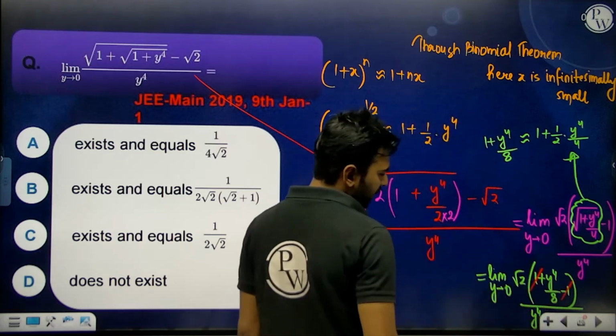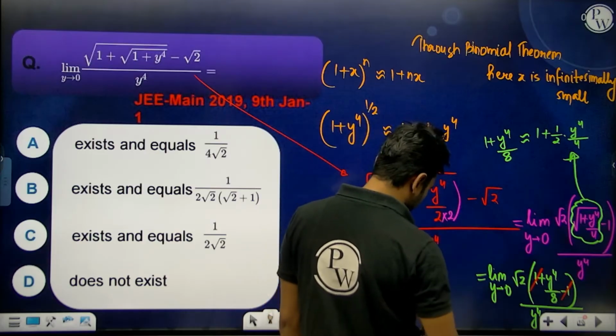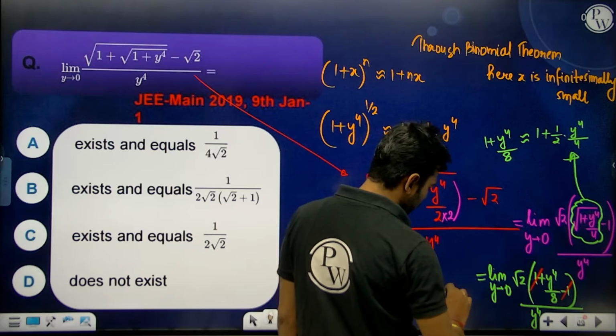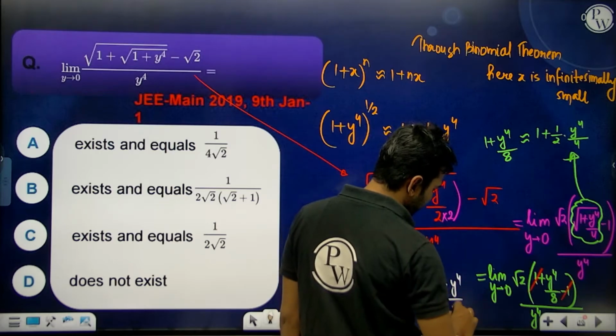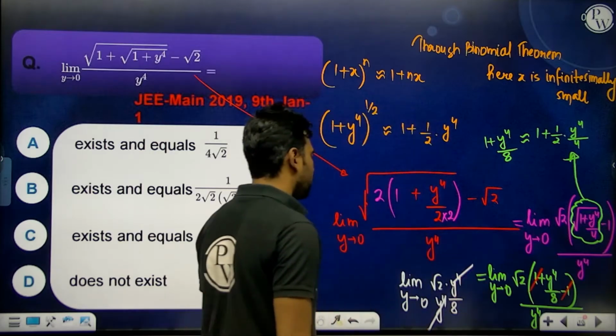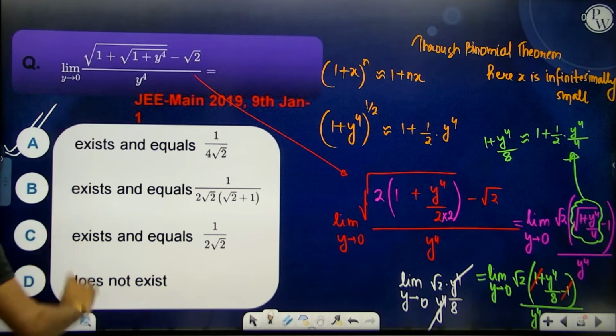So over here you will be getting something like this. Let me write it over here for you people. Limit y tending to 0, root 2 times of y to the power 4 upon 8 divided by y to the power 4. So this y to the power 4 and this y to the power 4 cancel, and you are getting 1 by 4 root 2 as the answer. So your answer is going to be option A.